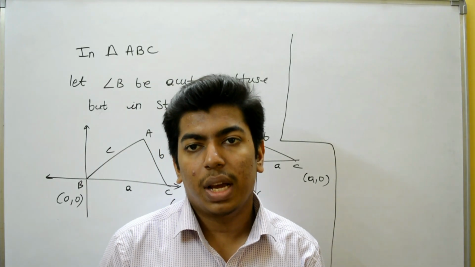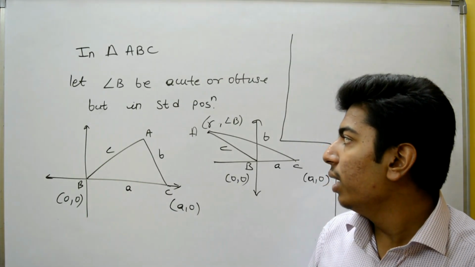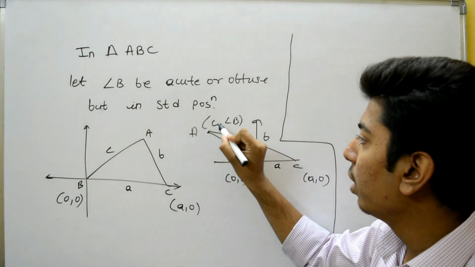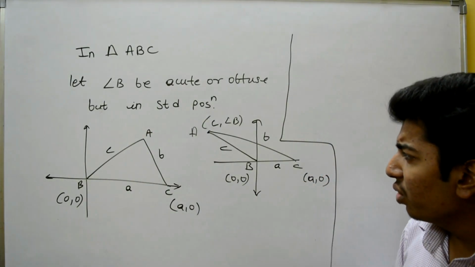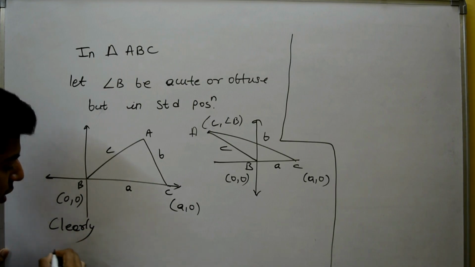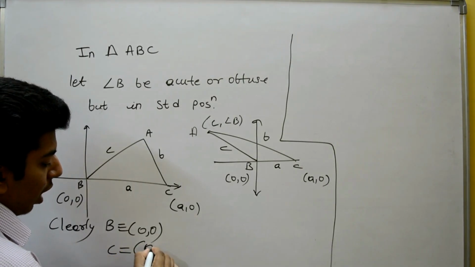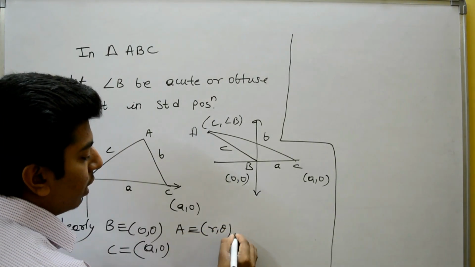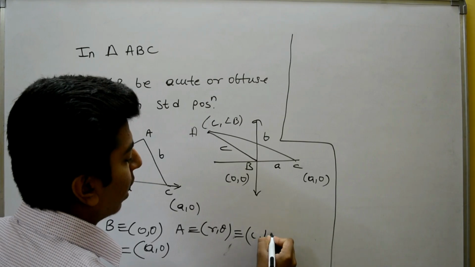So in the previous session we discussed the coordinates of the point A. The coordinates of the point A are r comma theta, where r is equivalent to c and theta is equivalent to angle B. So the next step clearly: B stands for 0, 0, C stands for a, 0, and A stands for r, theta, that is c, angle B.